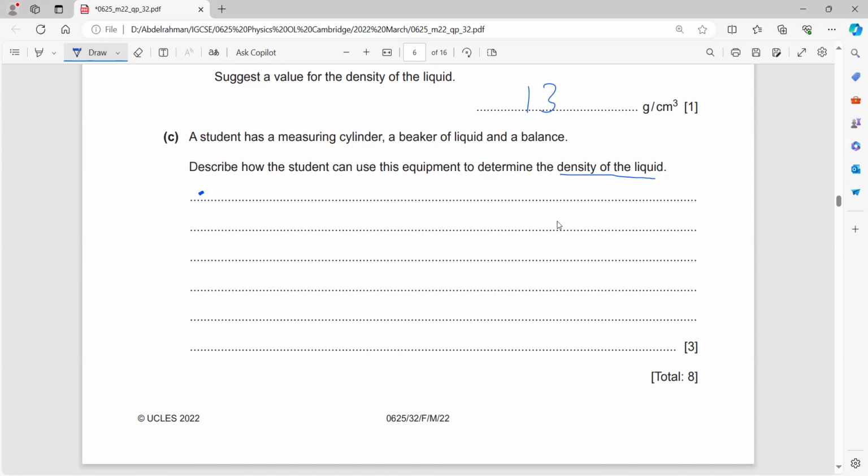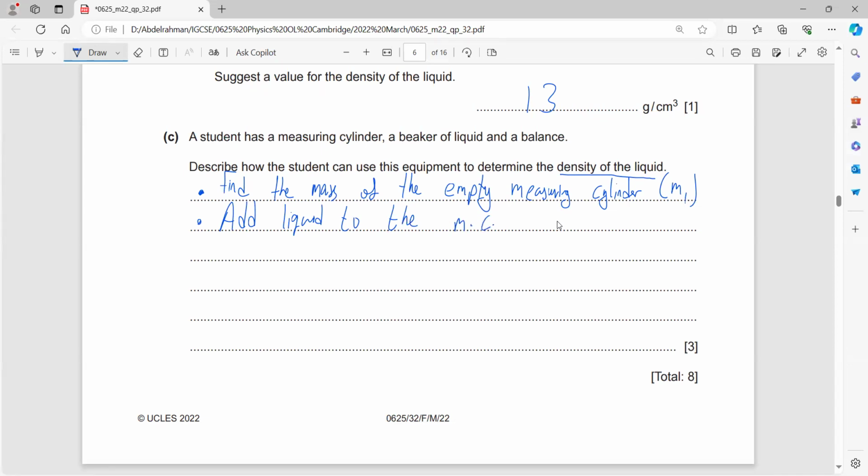With the balance. First, we put the measuring cylinder on the balance, then add the liquid to the measuring cylinder. First of all, find the mass of the empty measuring cylinder, M1. Then add some liquid to the measuring cylinder.